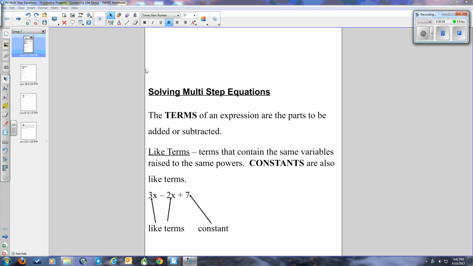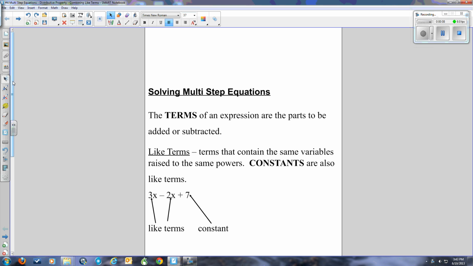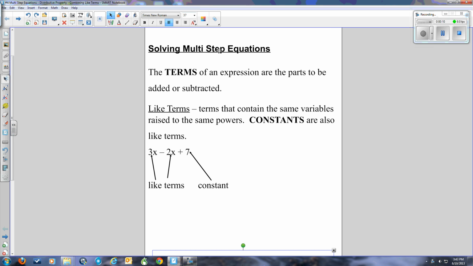Today we're going to be talking about solving multi-step equations, and we're going to start with some vocabulary. The terms of an expression are the parts that are to be added or subtracted. Like terms are terms that contain the same variables raised to the same powers. And constants are also like terms. Constants are just plain old numbers.